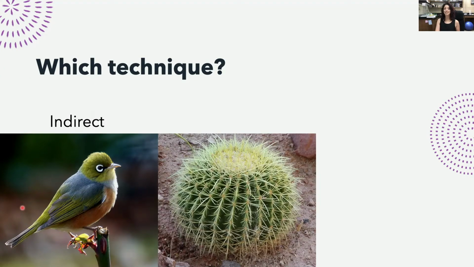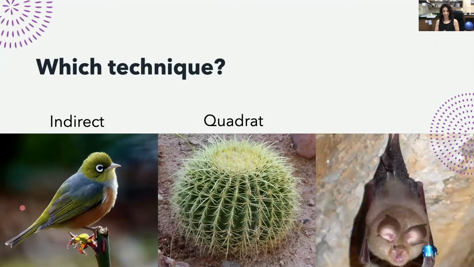What about something like a cactus plant? Well, the cactus plant doesn't move around, and so this would be best approached with a quadrat method. How about a bat population? We can already see that this little bat has a wing that's been tagged. And so this is a representation of an individual, part of a mark recapture experiment.